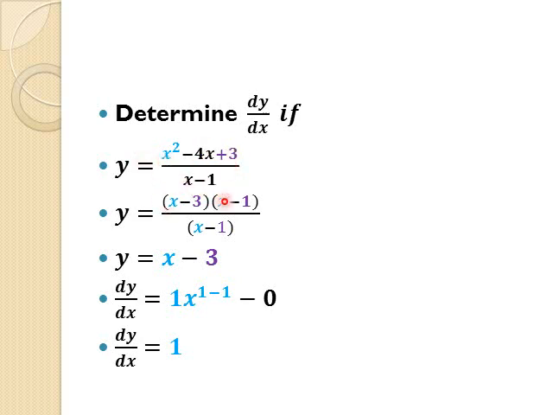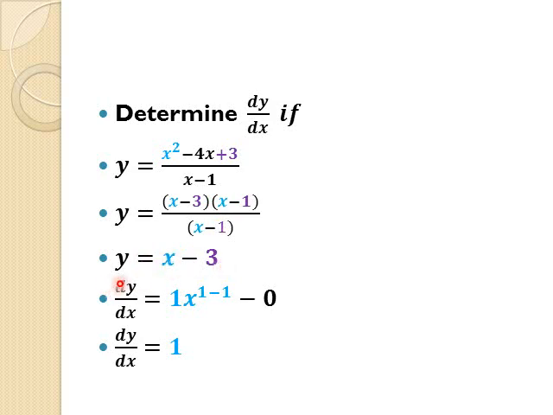x squared is x times x. Positive 3 is minus 3 times negative 1. The reason why I use negatives is because the middle term is negative, and I assume you can see minus 3x minus 1x would give me minus 4x. x minus 1 and x minus 1 is the same, so I can cancel those two, and I'm left with y = x - 3.